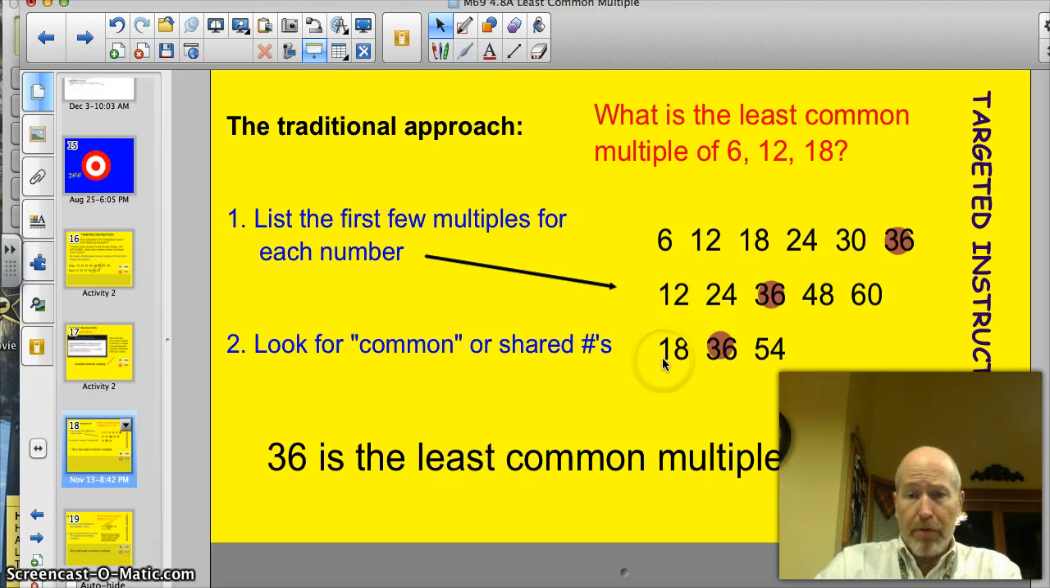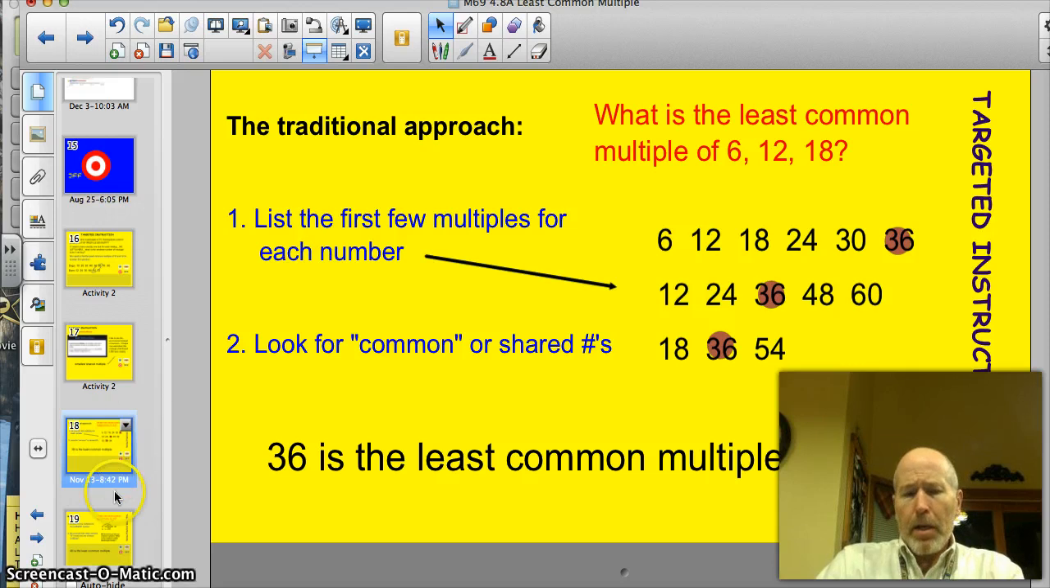Then I listed some for 18. 18, 36, and 54. And you can see I listed fewer multiples when I got down to skip counting by 18s because I could already see that 36 was lining up. So 36 is the smallest number that all three of these share as a multiple, okay? Therefore, 36 is the least common multiple. Sometimes we just say LCM, or least common multiple. You with me on this?